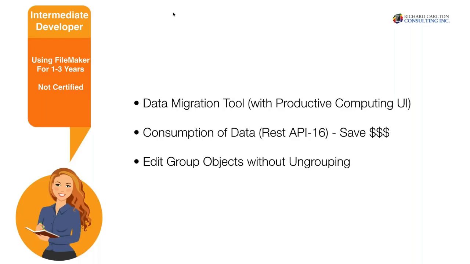Consumption of data. Once again, this is the same thing back in the last one, that these people are doing a lot of wiring in, of bringing in outside services, consuming outside data into FileMaker. And then we have the ability to ungroup objects. We're going to demo these things for you.